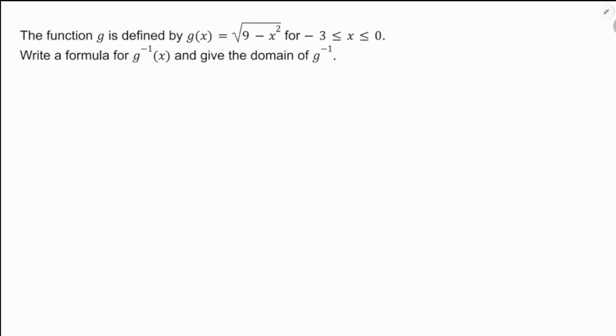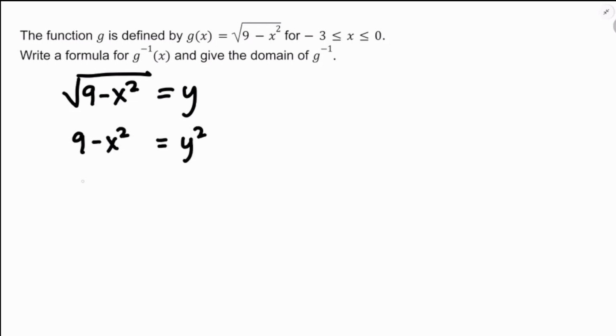Yeah, I guess we're going to say probably the domain of g inverse is going to be 0 to 3, but maybe I'll just start by solving for g inverse, because I said that first. So the square root of 9 minus x squared equals y. I'm going to square both sides here. 9 minus x squared is going to equal y squared. And then I'm going to subtract the 9 from both sides and say negative x squared equals -9 plus y squared.